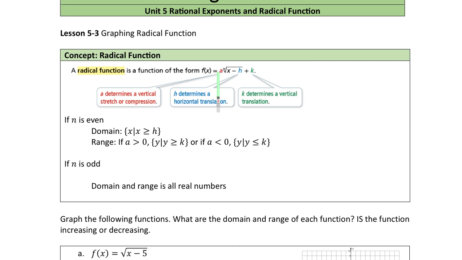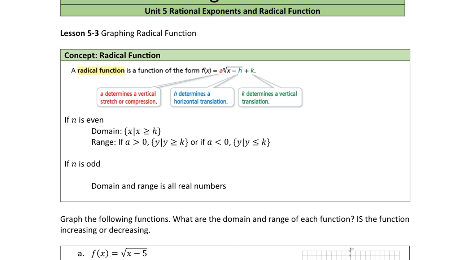Remember that if A is greater than 1, it's a vertical stretch. If it's less than 1, it's a compression. H determines the horizontal translation. So H is going to tell you where it's moving, right or left. K is going to tell you where it's moving up and down. The H is inside of the radical, the K outside.